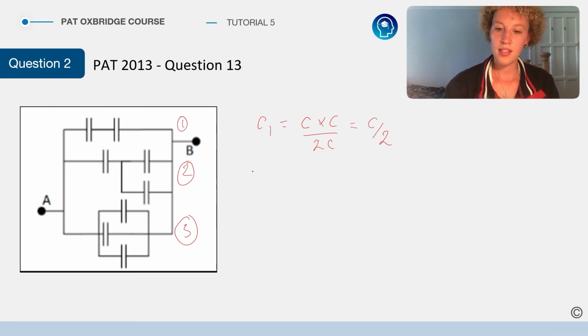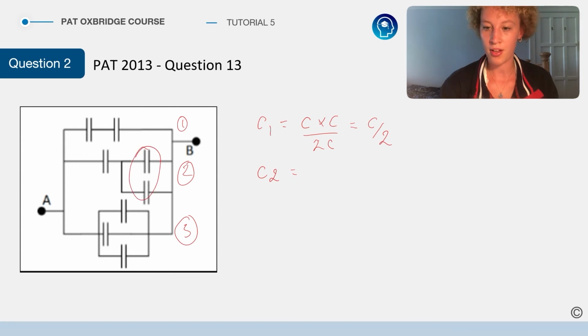Now, if we apply this with row 2, we know these two capacitors are going to combine like they're in series. So this is going to equal 2C. And we're going to have to combine that with this one in the equivalent of parallel. So it's going to be 2C times C over 3C, which equals 2C over 3.